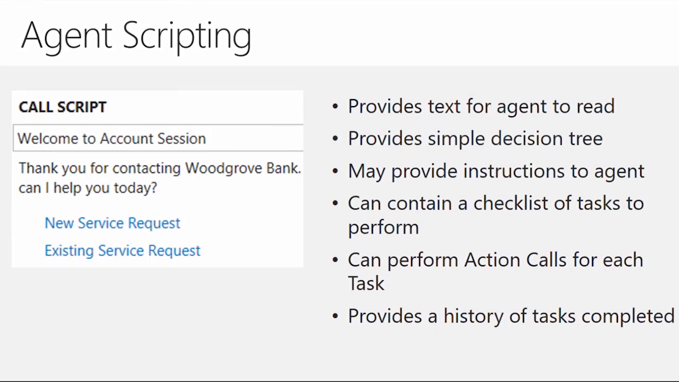I need to create a new service request. Maybe that means that we need to create a new case within the application. I can have action calls that will execute some type of functionality to perform some of those different elements, like creating cases and interacting with different situations. And the other thing that's nice is as you work through these scripts and you click on different elements, it'll maintain kind of a history as far as what you've done. So I can see as I create a new service request that gets checked off the list.